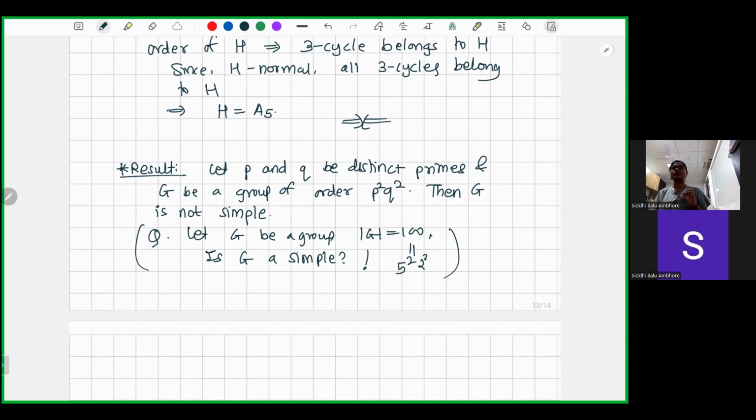And similarly, we had proved that if G is a group of order P squared Q, if you remember, in the 8th or 9th session, it is not simple either. Similarly, you can go and try to prove this kind of theorem.